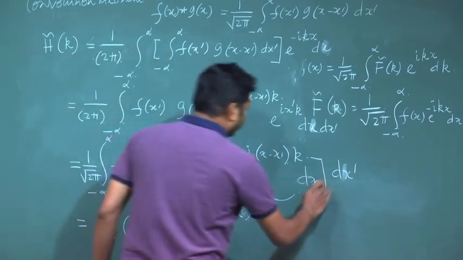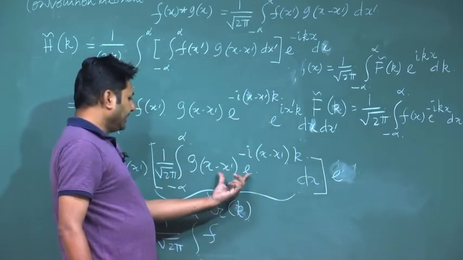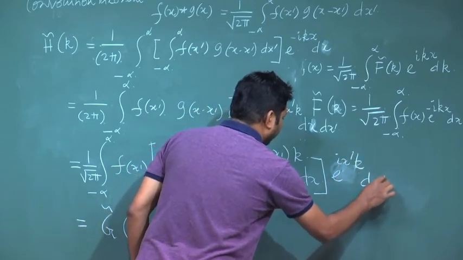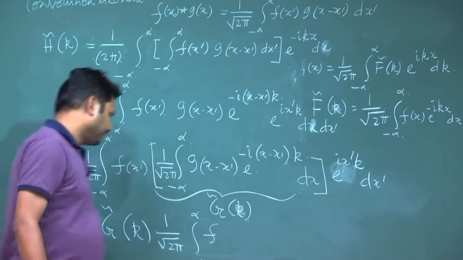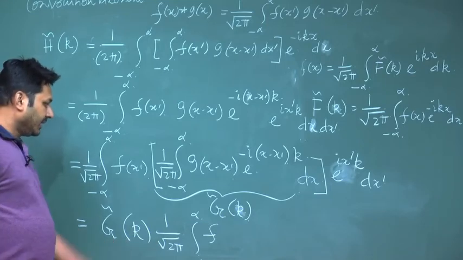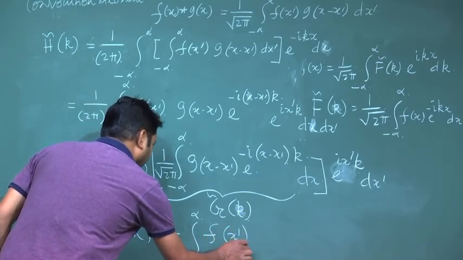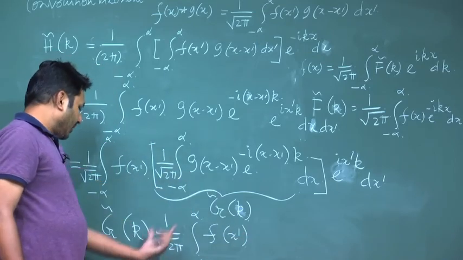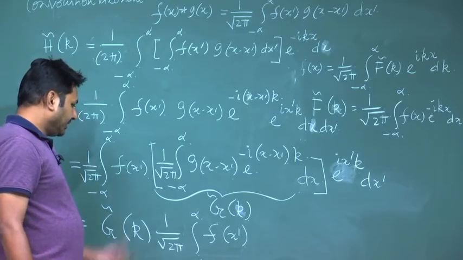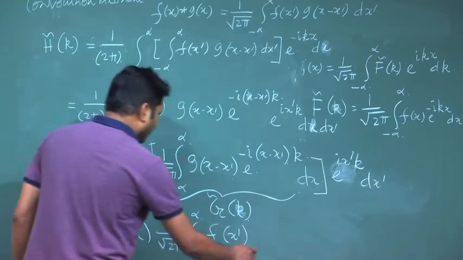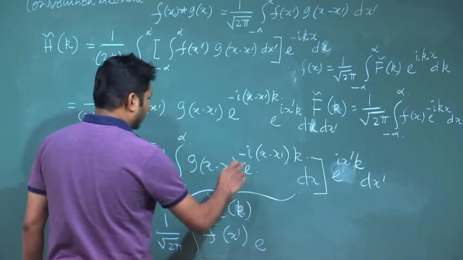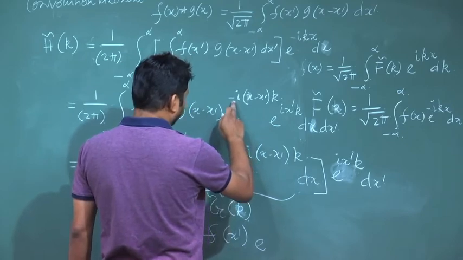The e to the power of i x prime k is still sitting here, so I need to write it here. Once I do that, it will be g tilde of k, the thing we already have, then f of x prime, and this part I have already taken out because this is now a function of k only, so it should not be inside the integration. Inside the integration we will have f, this e to the power of, here, let me check once again, it will be minus these things.